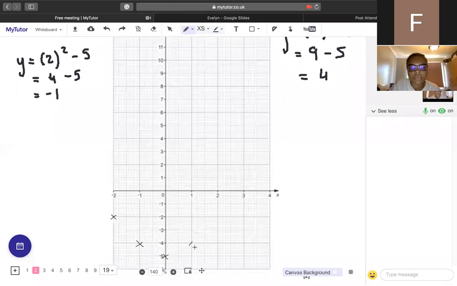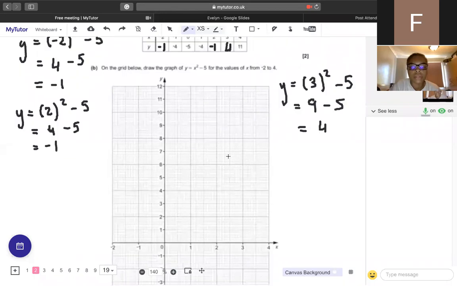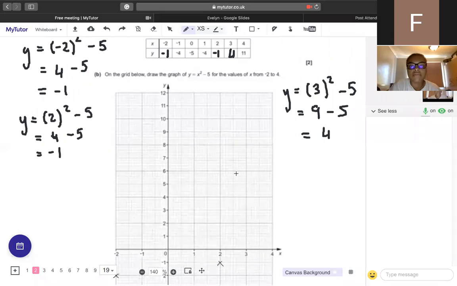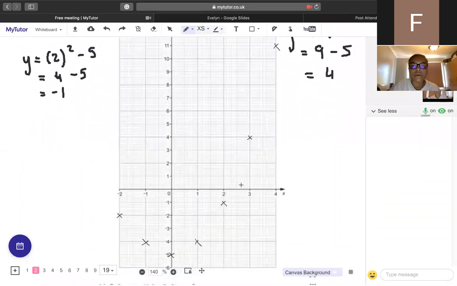Then our next one was 2, minus 1. So that would go over here. And then we had 3, 4, which would go over here. And then we had 4, 11, which go up here. And then to get the second mark, all we would have to do now is draw a smooth curve, which goes through all of the points.